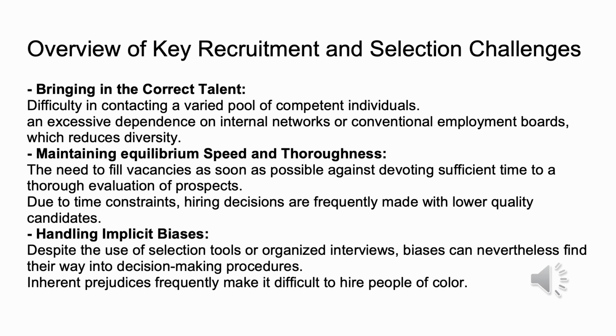So here is an overview of key recruitment and selection challenges. The first one is bringing in the correct talent, or finding the right people. It's hard to reach a diverse group of candidates when relying on the same networks and job boards. The second one is speed versus quality. Rushing to fill jobs can lead to hiring less suitable candidates because of limited time to review properly. And the last one is implicit biases. Even with tools and structured interviews, biases can still affect who gets hired, especially people from underrepresented groups.